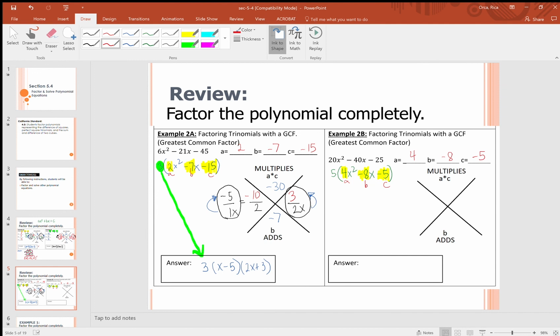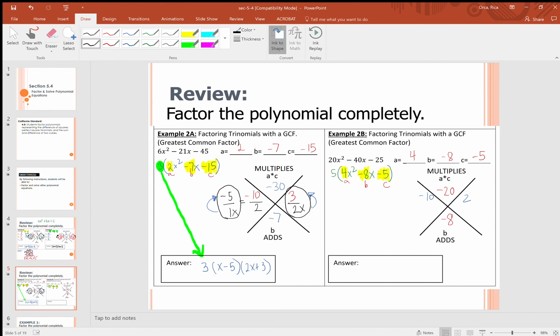Now let's use our x. 4 times -5 is -20. -8 is going to go at the bottom. Now class, go ahead and think of the two numbers that will multiply to -20 but will add up to -8. Those two numbers are -10 and 2. -10 times 2 is -20. -10 plus 2 is -8.